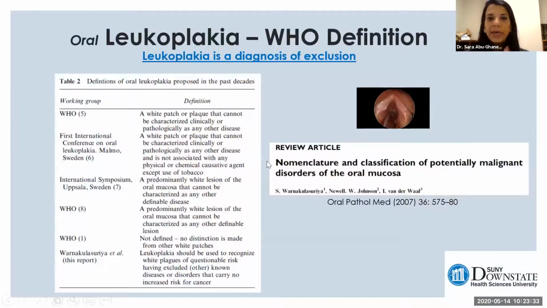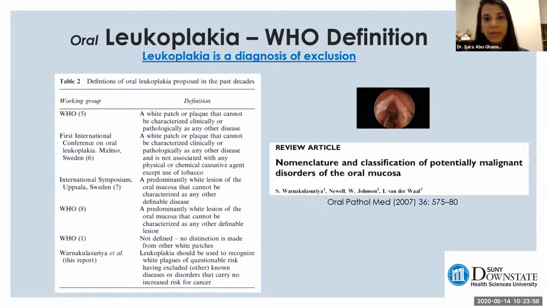Okay, so when I started working on this presentation and preparing it, I wanted to have a nice definition of leukoplakia, and I was very amazed by the different definitions out there. Most of them in the head and neck area would be for oral leukoplakia.